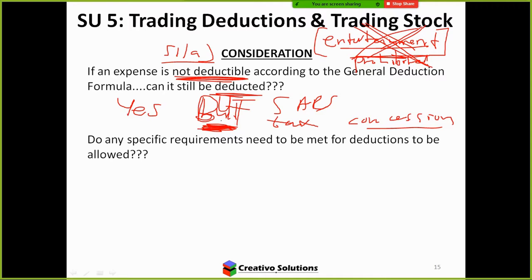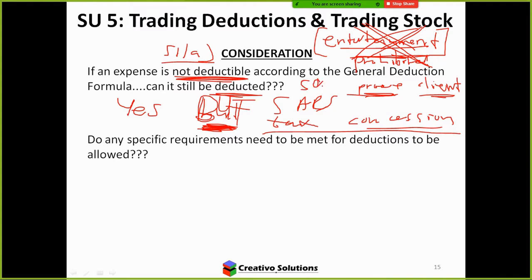Okay, but if you can prove that you have to entertain your clients, in other words, maybe you've got to take them out for lunch, and it's a business-related expense, and you can prove that it's business only, then you've got to apply to SARS for a concession. Then they might say, well, fine, in your situation we will allow you to deduct maybe a percentage of it. They won't allow you to deduct all of it. They might say, okay, well, 50%.